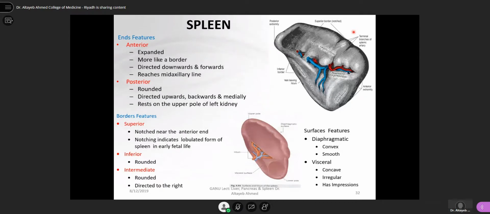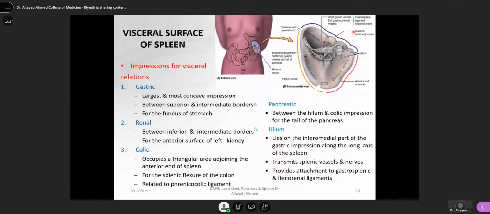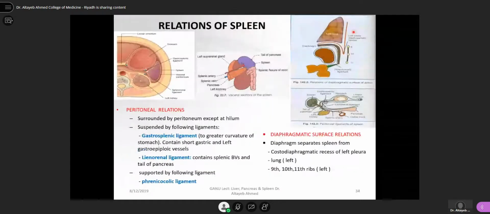The diaphragmatic surface is accommodated within the smooth lining of the diaphragm. As we said, the irregular surface is the visceral surface, which has three parts. We spoke about this. What are the relations of the spleen? Here I want you to remember that if you want to resect the spleen in splenectomy, you need to cut these three ligaments.